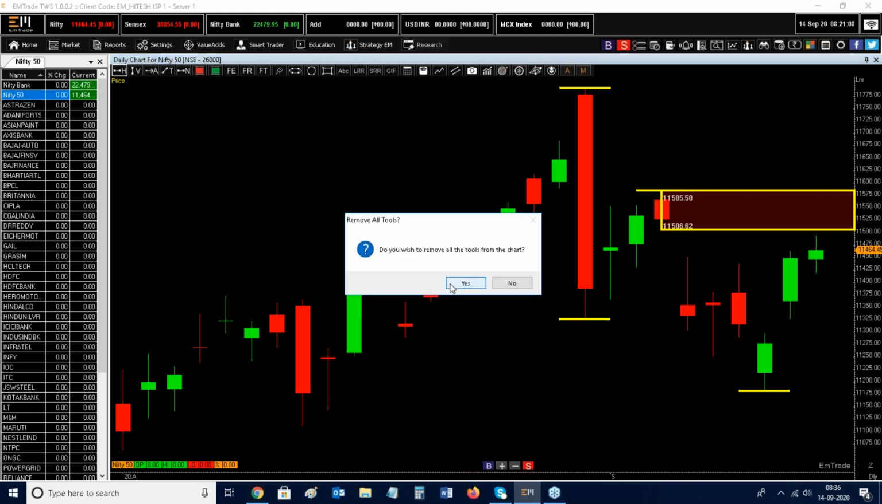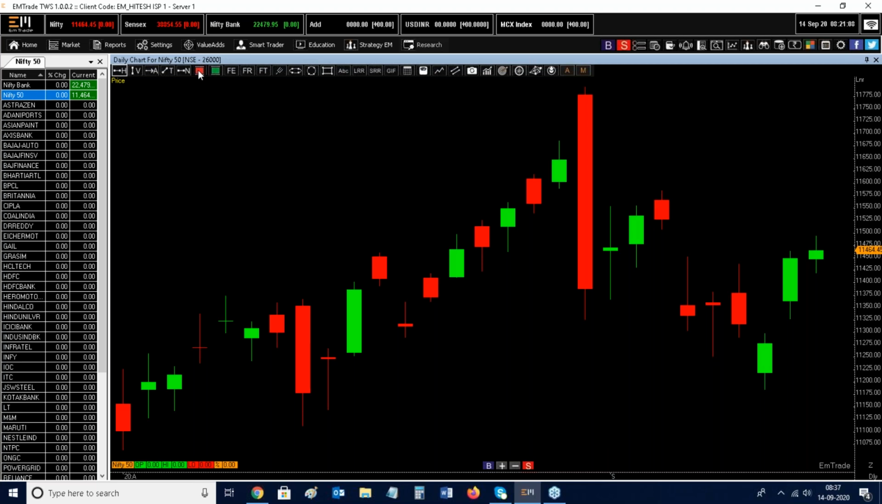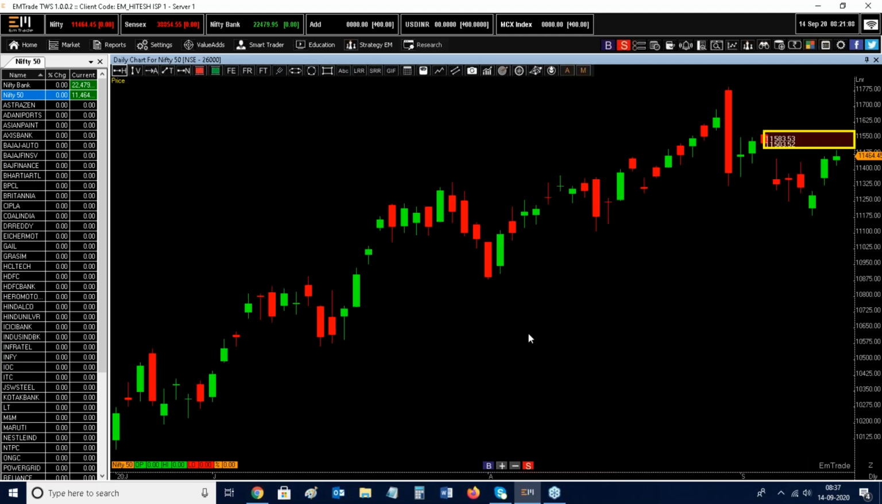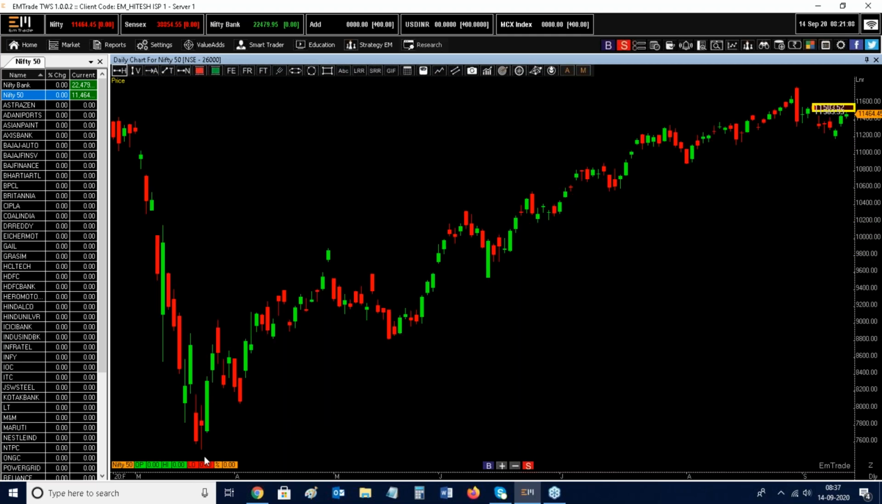So now let me remove all and plot this. So this will be the focused resistance. And repeatedly, we can see a test of this. Only a break above this, then we can conclude that the corrective decline is over. And we had seen right from this low, Nifty had taken support at the 20-day moving average. So let's go and plot it.